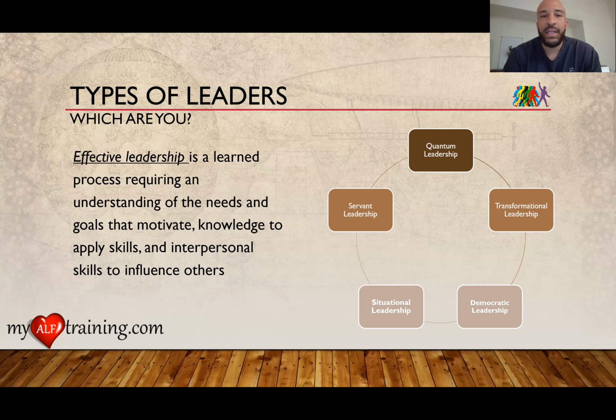So what is effective leadership? What does that look like? Effective leadership is a learned process. Leadership isn't something that people are born with. They may be born with some of the characteristics, but not to the extent that they are automatic leaders. It's something that is learned, whether formally or informally.